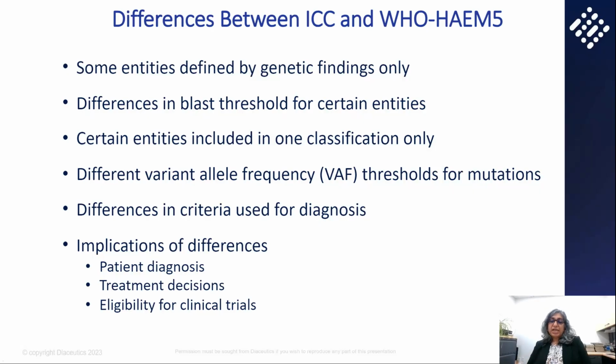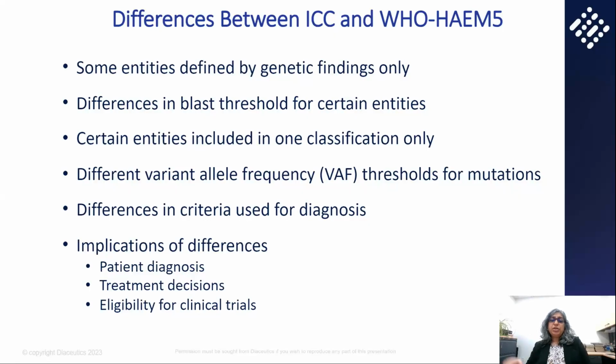Even when the two classifications use the same genetic abnormalities, let's say mutations in the same genes, the variant allele frequency thresholds that are used are different. And for some entities, the criteria that we use for diagnosis are fairly different. As a result of all these differences in the two classifications, we end up with cases where the diagnoses are different, and that in turn affects treatment decisions and also patients' eligibility for clinical trials.